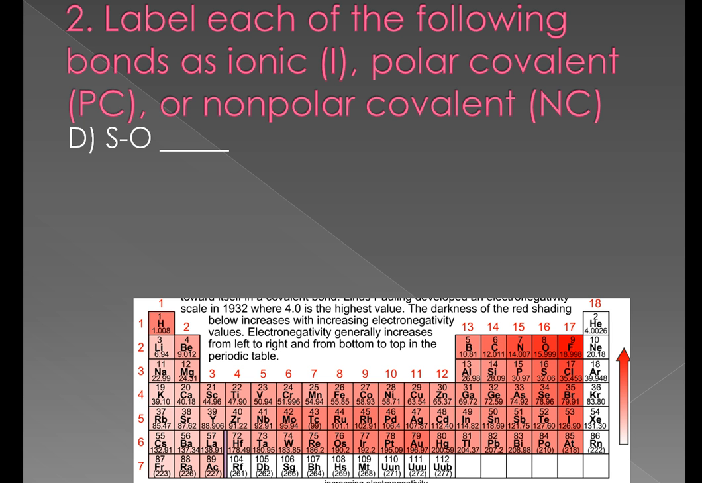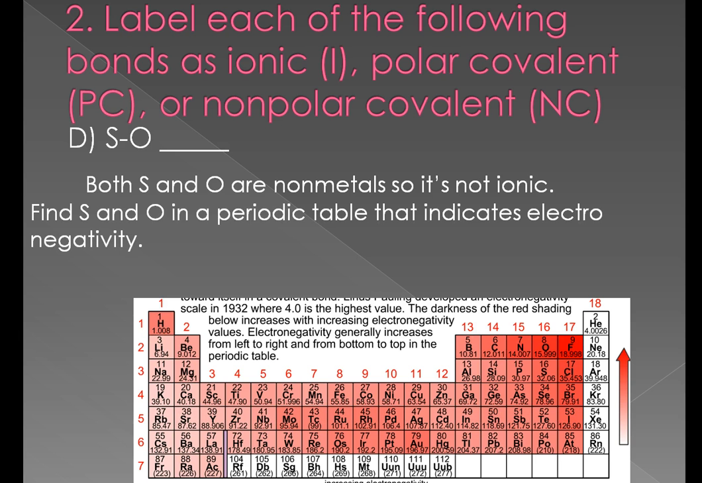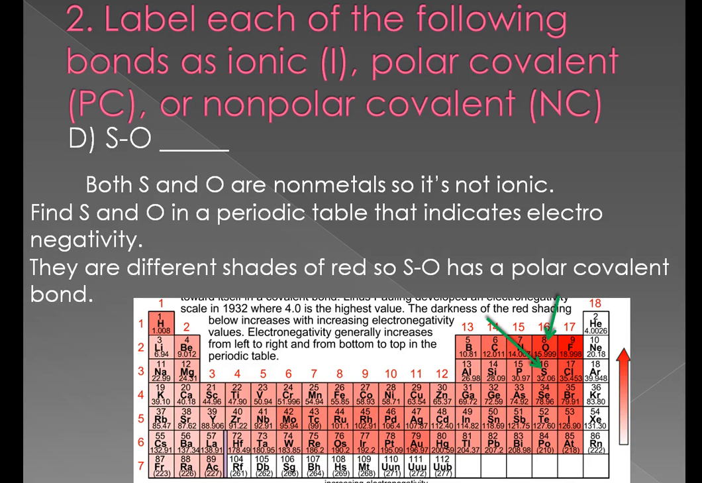Now we have SO. First we see that S and O are both nonmetals, so it's not ionic. Then we need to find S and O in a periodic table that indicates electronegativity, as seen below. And there we find S and O right there. And then we see that S and O are both significantly different shades of red. Therefore, one has a stronger electronegativity than the other, so it is a polar covalent bond.